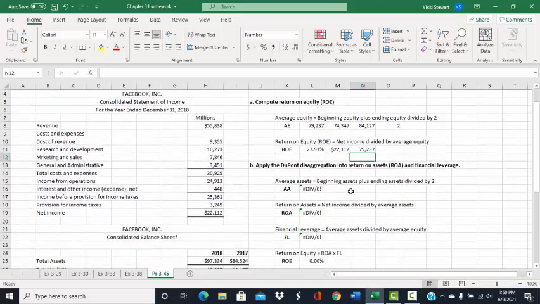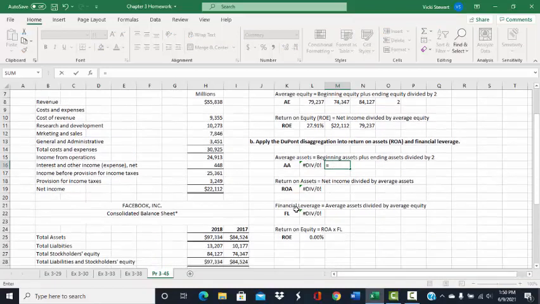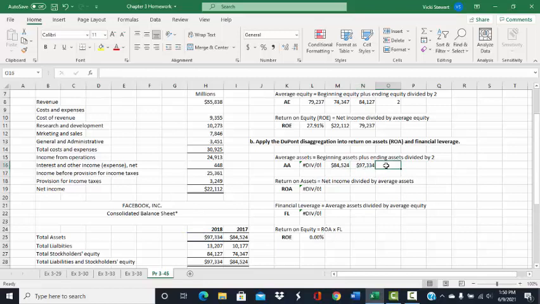So to compute return on assets, we first are going to need to know what is the average assets. So we're going to take the beginning assets and the ending for Facebook and divide by 2. And that gives us the average assets. So now we can compute return on assets. So the return on assets is going to be equal to our net income divided by our average assets. And we see that return on assets is 24.32%.